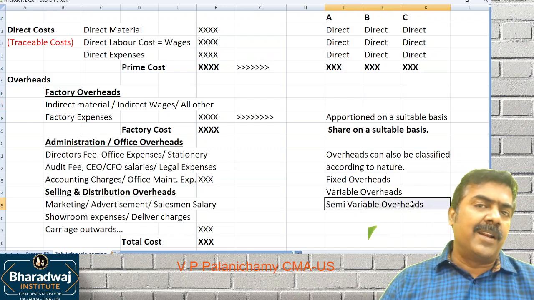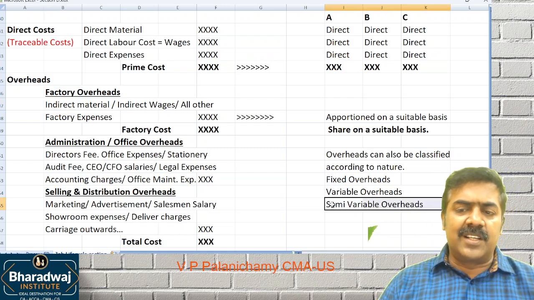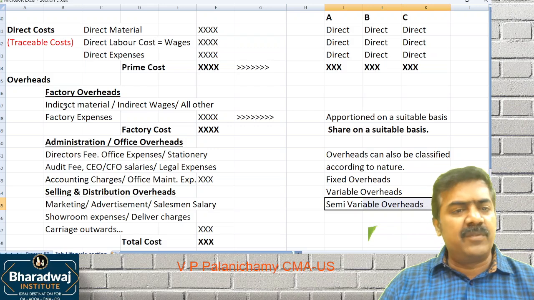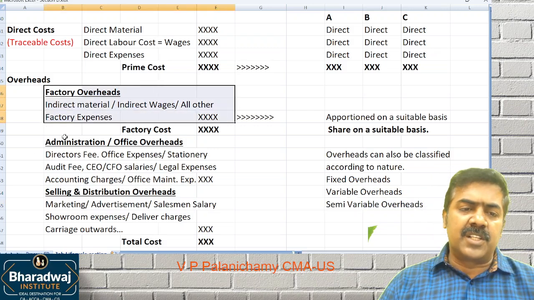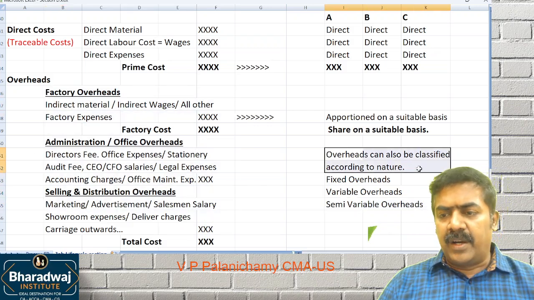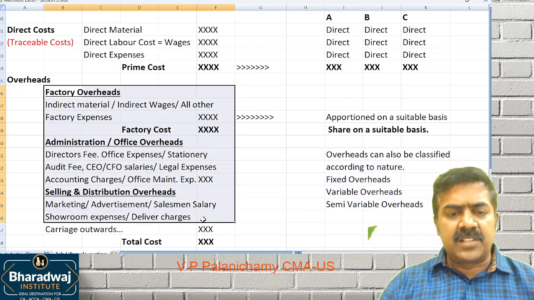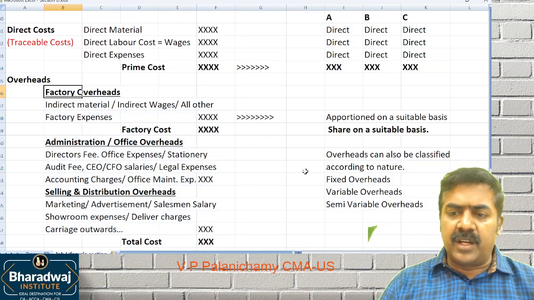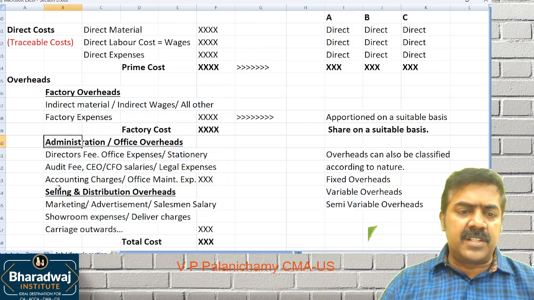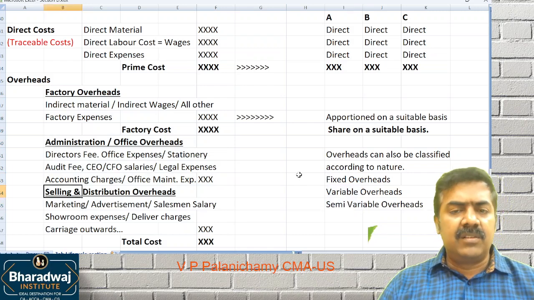Semi-variable, partly variable and partly what? Fixed. We call it mixed cost. That will be there in factory, administration as well as what? Selling overheads. So according to nature, these 3 overheads can be classified. In factory, you can find all the 3 types. Administration or selling also, you can find all the 3 types.